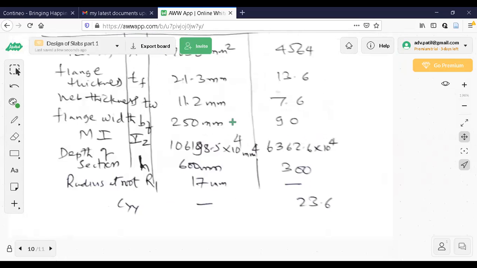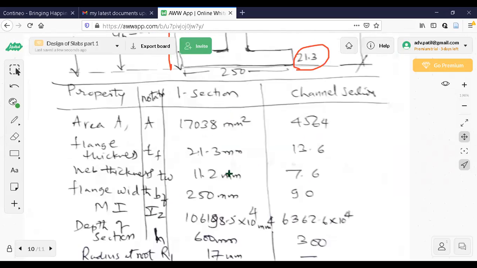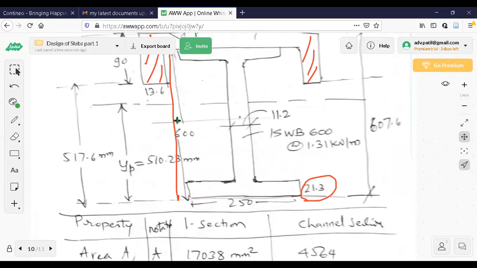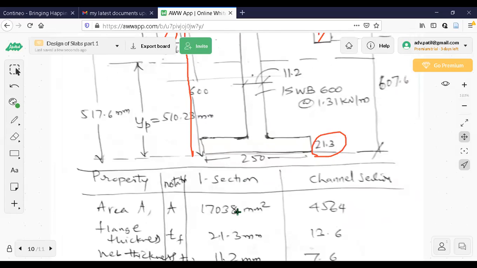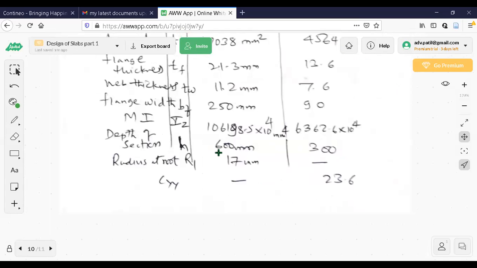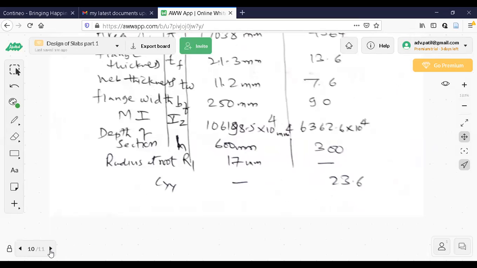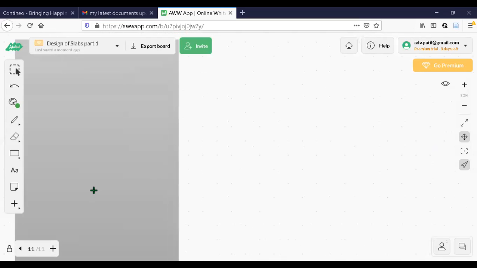Now how to find out the value of YP so that the area below this line and the area above this line is equal to A by 2, total area by 2. So I'll start with A by 2 only first. Any questions are there, you can ask here. I'll go to the next page.